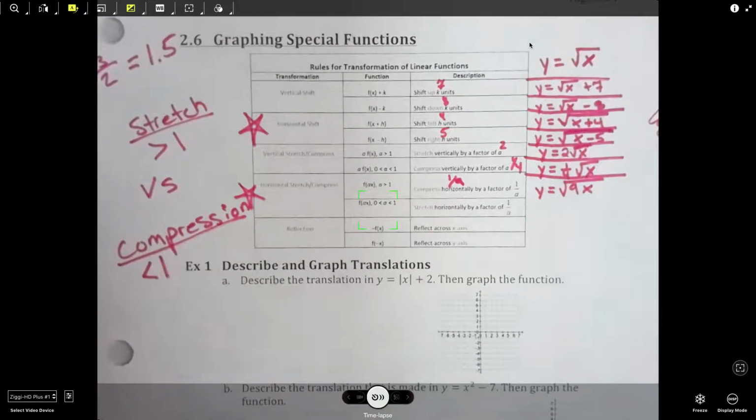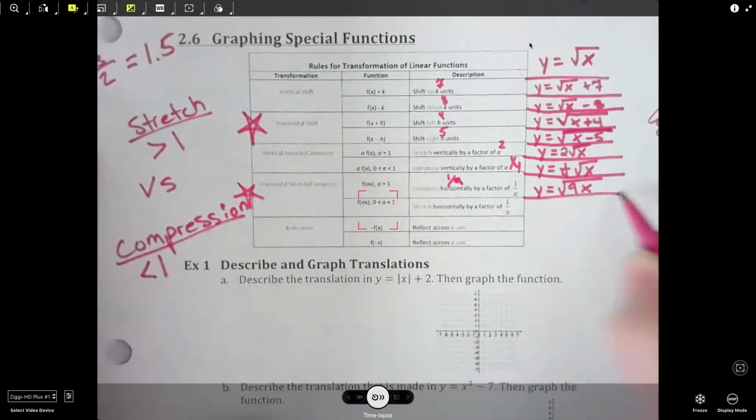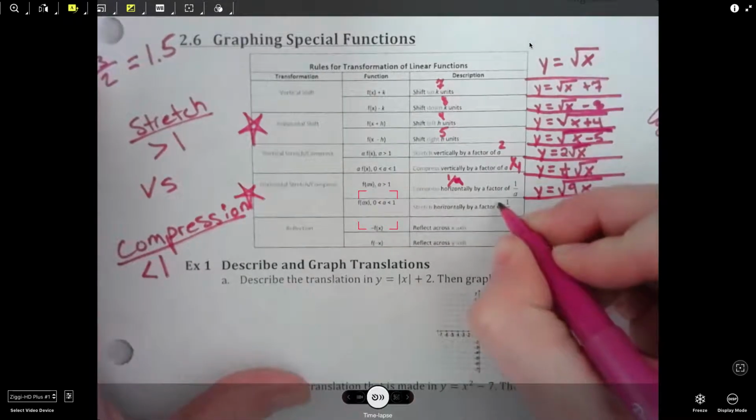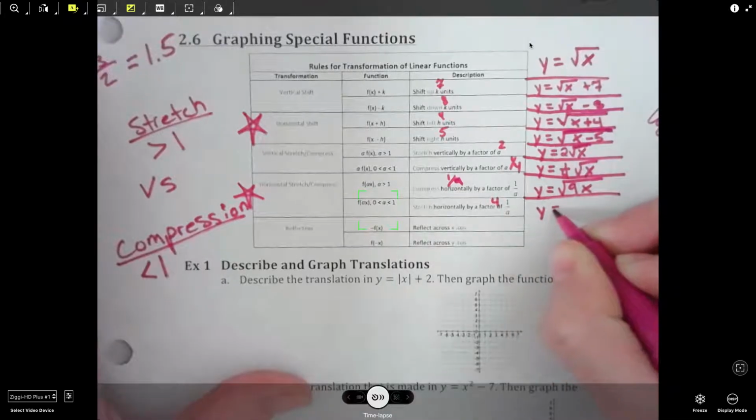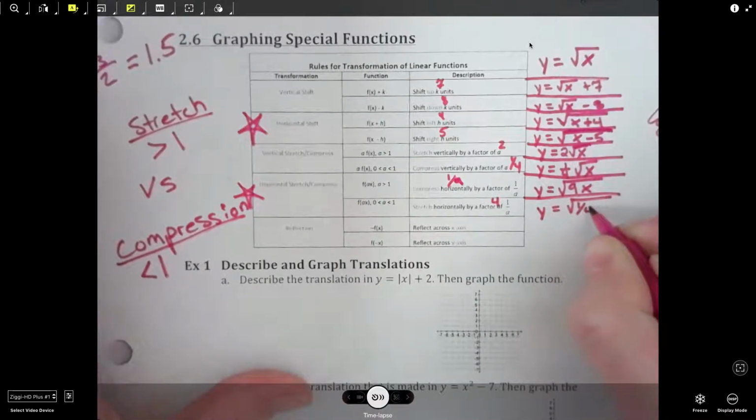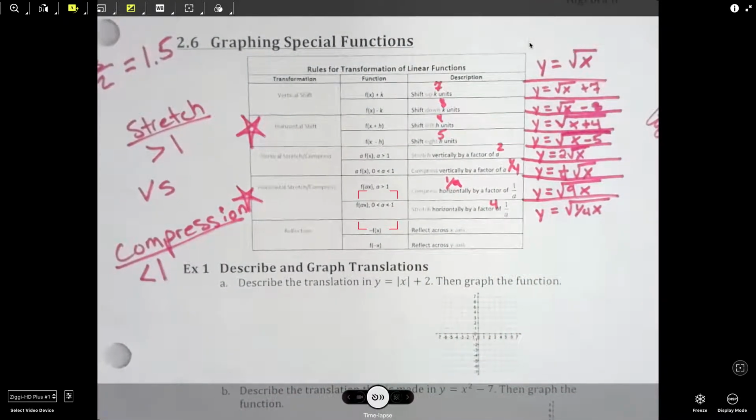Now, if we want to stretch it horizontally, give me a number that would be a stretch. 4. Sure, we're going to stretch it by a factor of 4. What number goes on the inside then? 1/4 x. Okay, that's what it will look like.